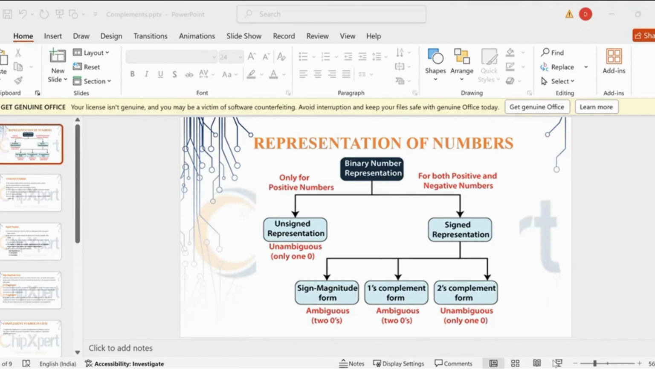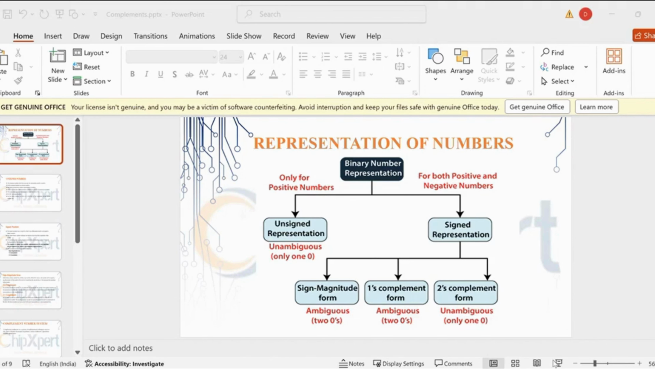We don't have any symbol. If you want to represent a positive number, we can represent that directly. But if you want to represent a negative number, I need to specify some character there, minus or plus. So how are we going to represent that kind of thing in digital electronics? We are going to do that with the complements only. Complements are used to represent a negative number in number systems.